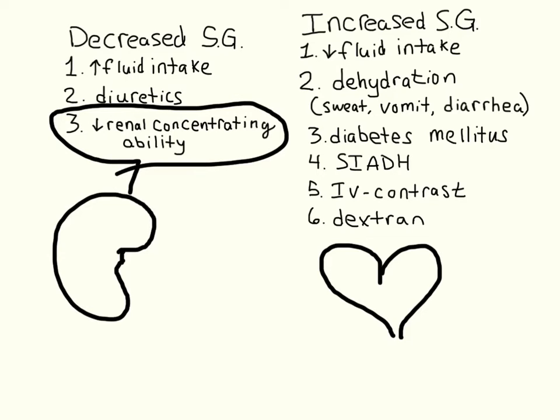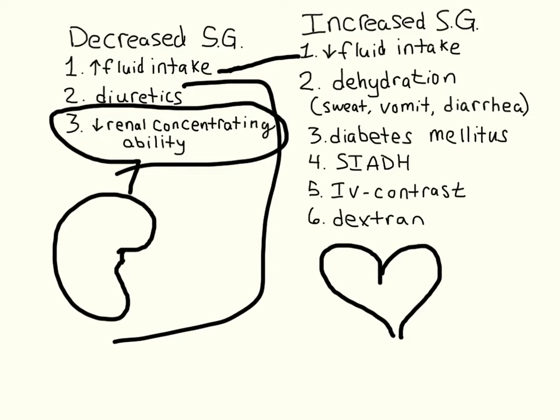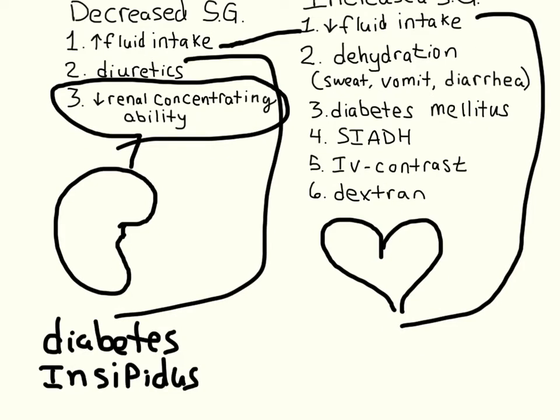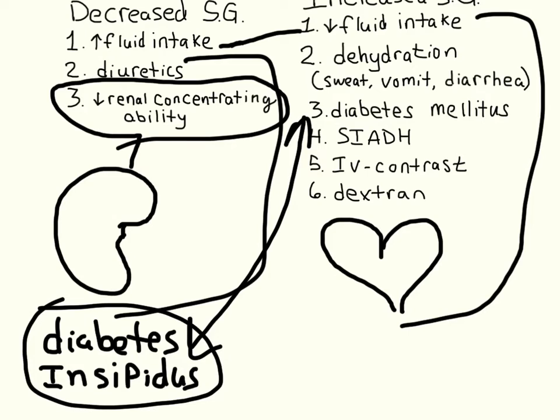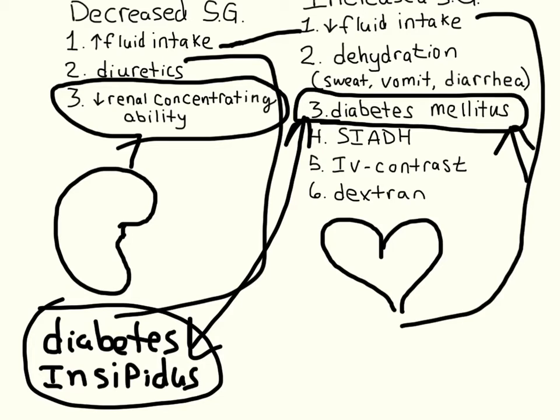So if you want a quick and easy way to remember this, with the exception of fluid intake, this is everything that happens to the kidney, while this is everything that happens before the kidney. And then the last thing I want to point out is that the 2 different diabetes are on different sides of this thing. So diabetes insipidus has to do with command signals going to the kidneys saying, hey, I want you to do this, whereas this has basically to do with the blood sugar, so this is before the kidneys get involved.